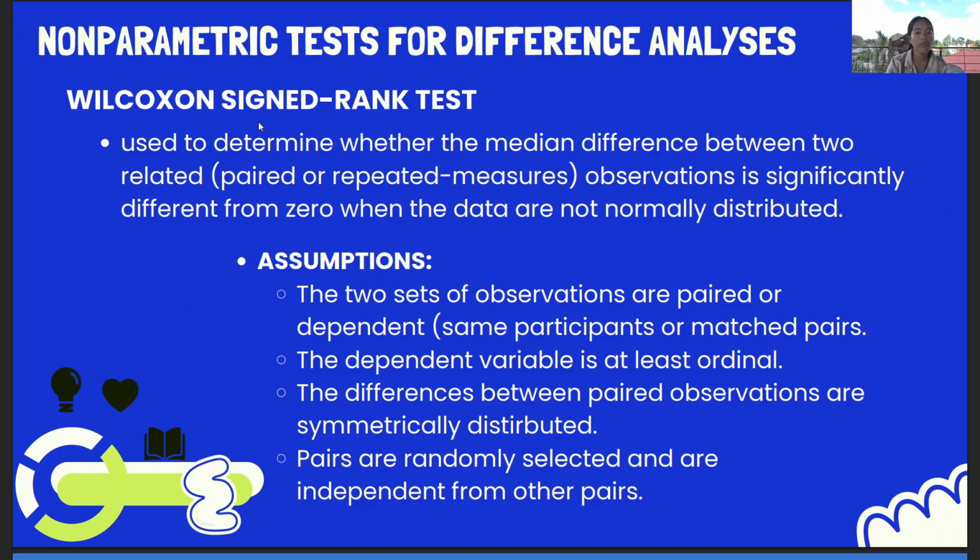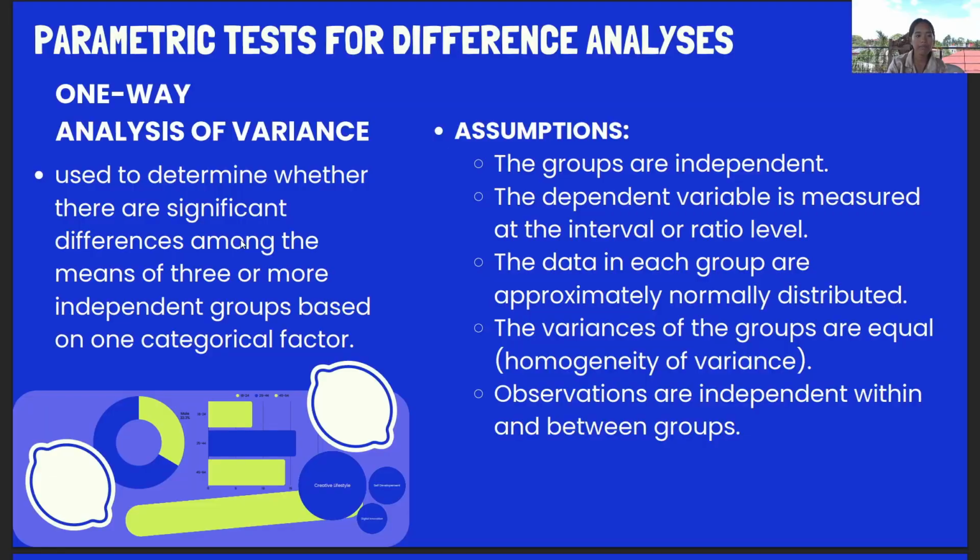The Wilcoxon signed rank test is used to determine whether the median difference between two related, paired, or repeated measures observations is significantly different from zero when the data are not normally distributed. Here we have the assumptions. The two sets of observations are paired or dependent, as in matched pairs of participants. The dependent variable is at least ordinal. Third, the differences between paired observations are symmetrically distributed. And the fourth is pairs are randomly selected and are independent from each other.